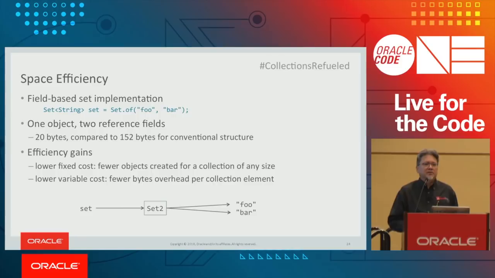So you save a lot of space with small collections. All right, so in this case, we say Set.of("foo", "bar"). And so we create one object, which is the internal set implementation. And that has 2 fields. And those point directly to the strings foo and bar. And so that takes the amount of overhead. Again, I'm not counting the strings themselves. The amount of overhead to store a set of 2 objects is 20 bytes, as compared to 152 bytes for the previous example.